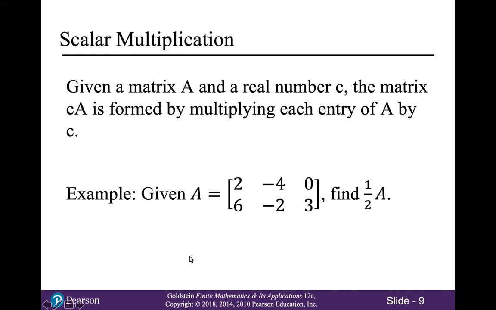All right, the next matrix operation we'll talk about is scalar multiplication. Given a matrix A and a real number C, the matrix CA is formed by multiplying each entry of A by the number C. So for example, given the matrix A, which is 2, -4, 0, 6, -2, 3, let's find the matrix 1/2 A. And I'll do that on the tablet.